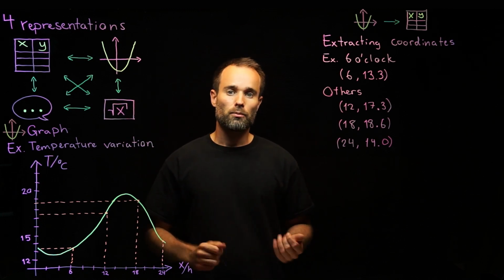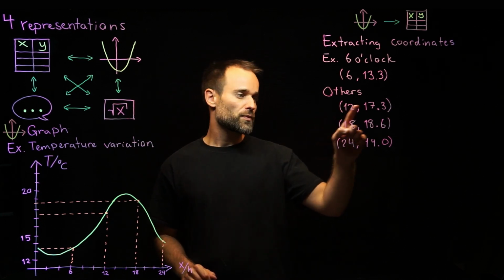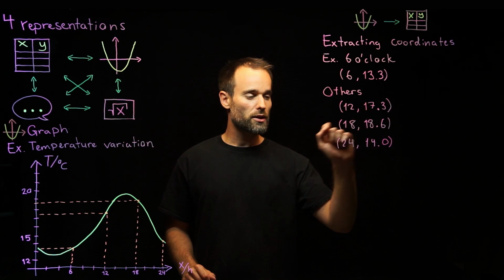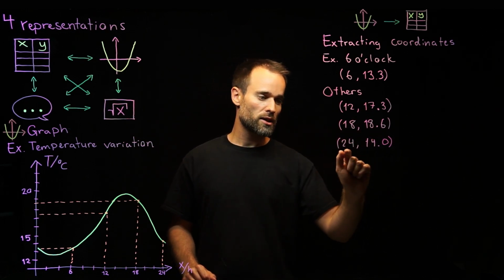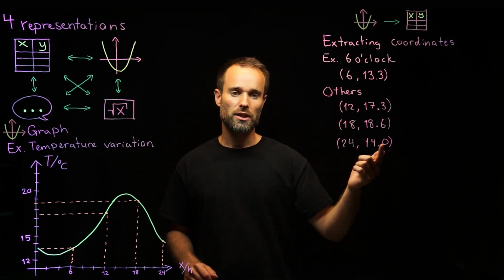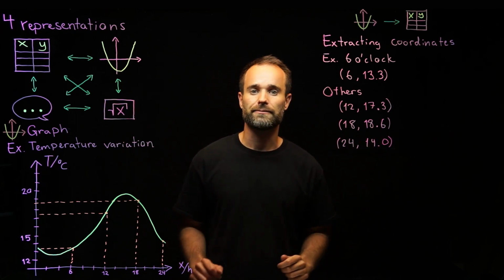I've extracted some more points. At noon, the temperature is 17.3 degrees. At 6 in the evening, it's 18.6 degrees. And at midnight, it's 14.0 degrees approximately.